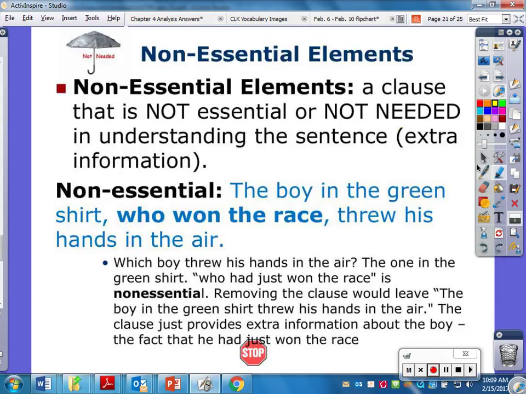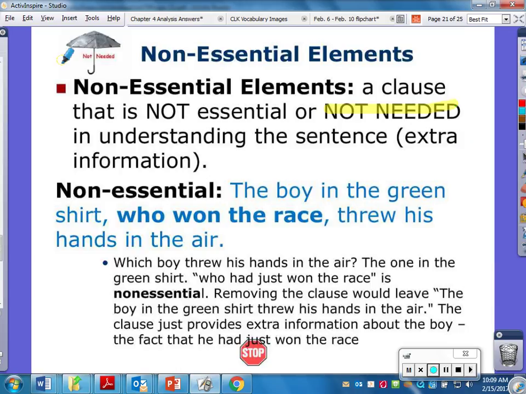Non-essential elements, on the other hand, are not needed. It's like having an umbrella on a sunny day. It's non-essential. They are going to be set off by commas. Here is our example. The boy in the green shirt, who won the race, threw his hands in the air. Which boy threw his hands in the air? Oh, the one in the green shirt. We already know which boy it was, but we added extra information: who won the race. Therefore, we had to put commas around that non-essential clause.